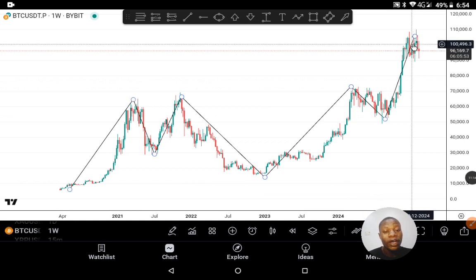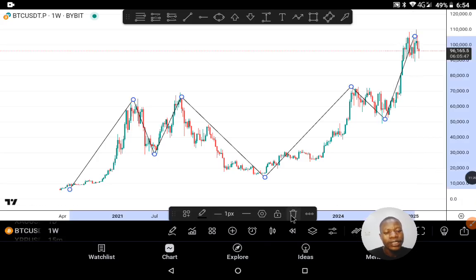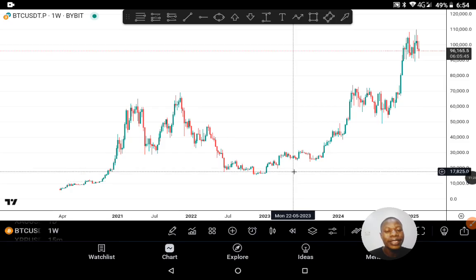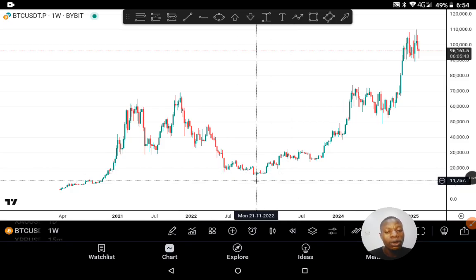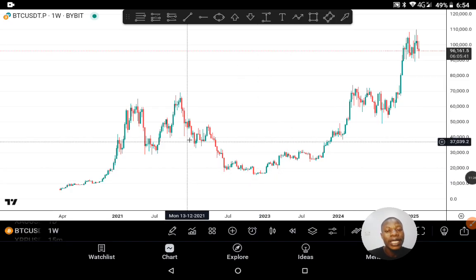This is for a weekly time frame. So now let's mark the support and resistance. Don't forget what I said about the support and resistance. Support is drawn as the swing low, while resistance is drawn as the swing high.